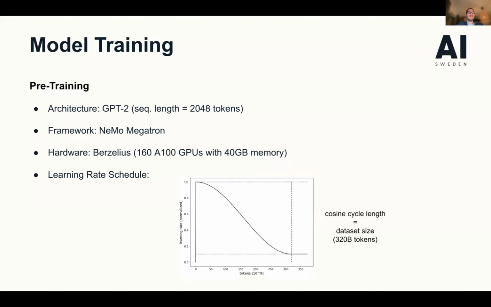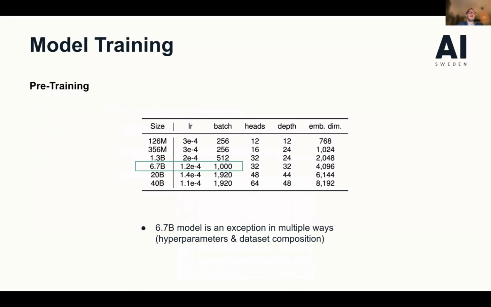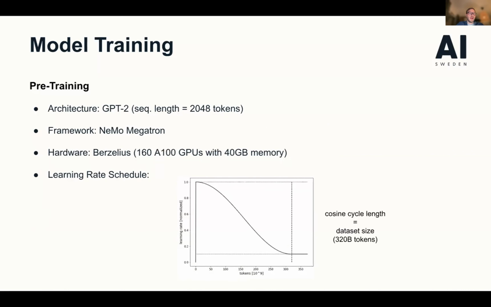Model training, this is the next step. I'm going to be very brief here because frankly, we followed standard practices and didn't deviate in any way. So we used the GPT-2 architecture with a sequence length or context window of 2048 tokens, which isn't much by nowadays standards, but it was kind of standard in 2022. We used Nemo Megatron as a framework. Trained the models on Berzelius, which is Sweden's own supercomputer.